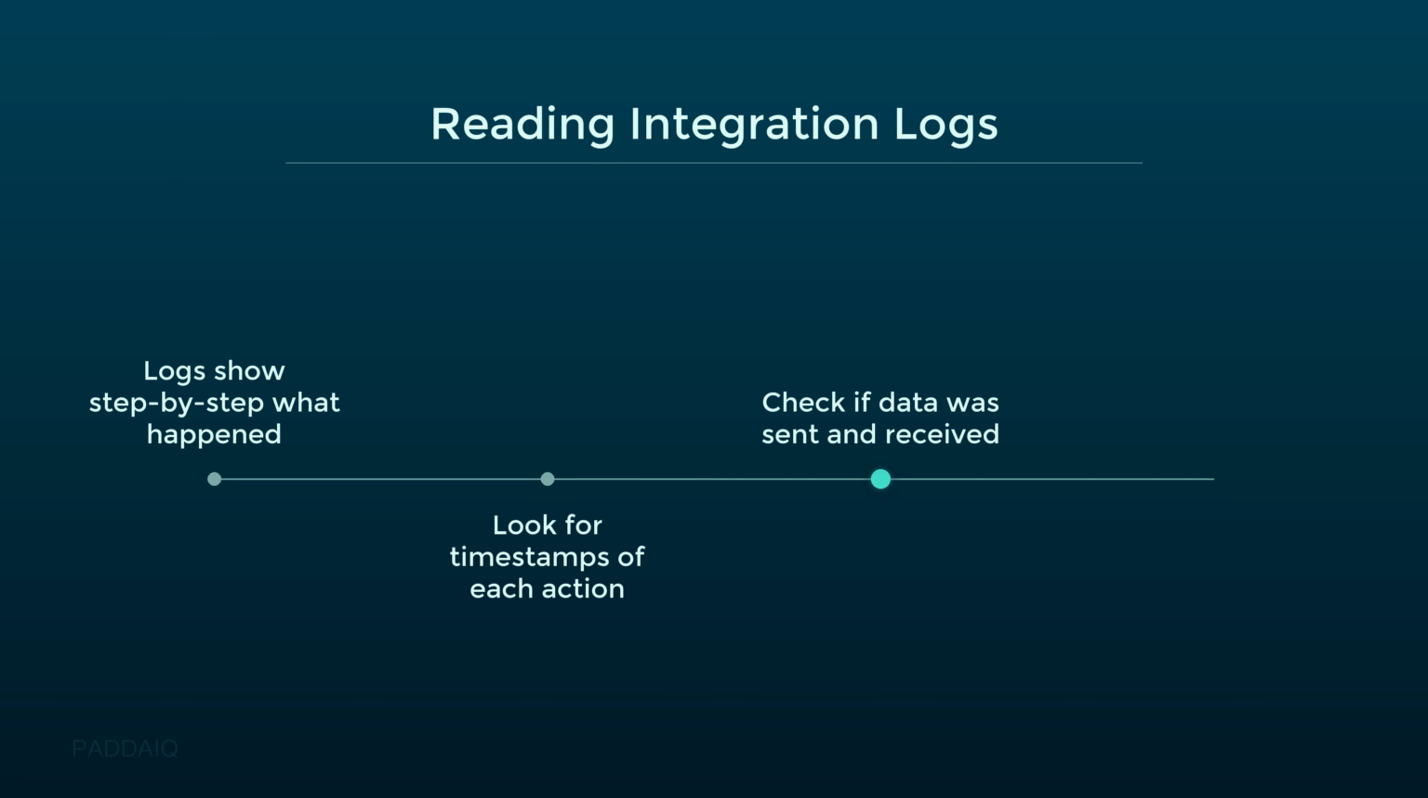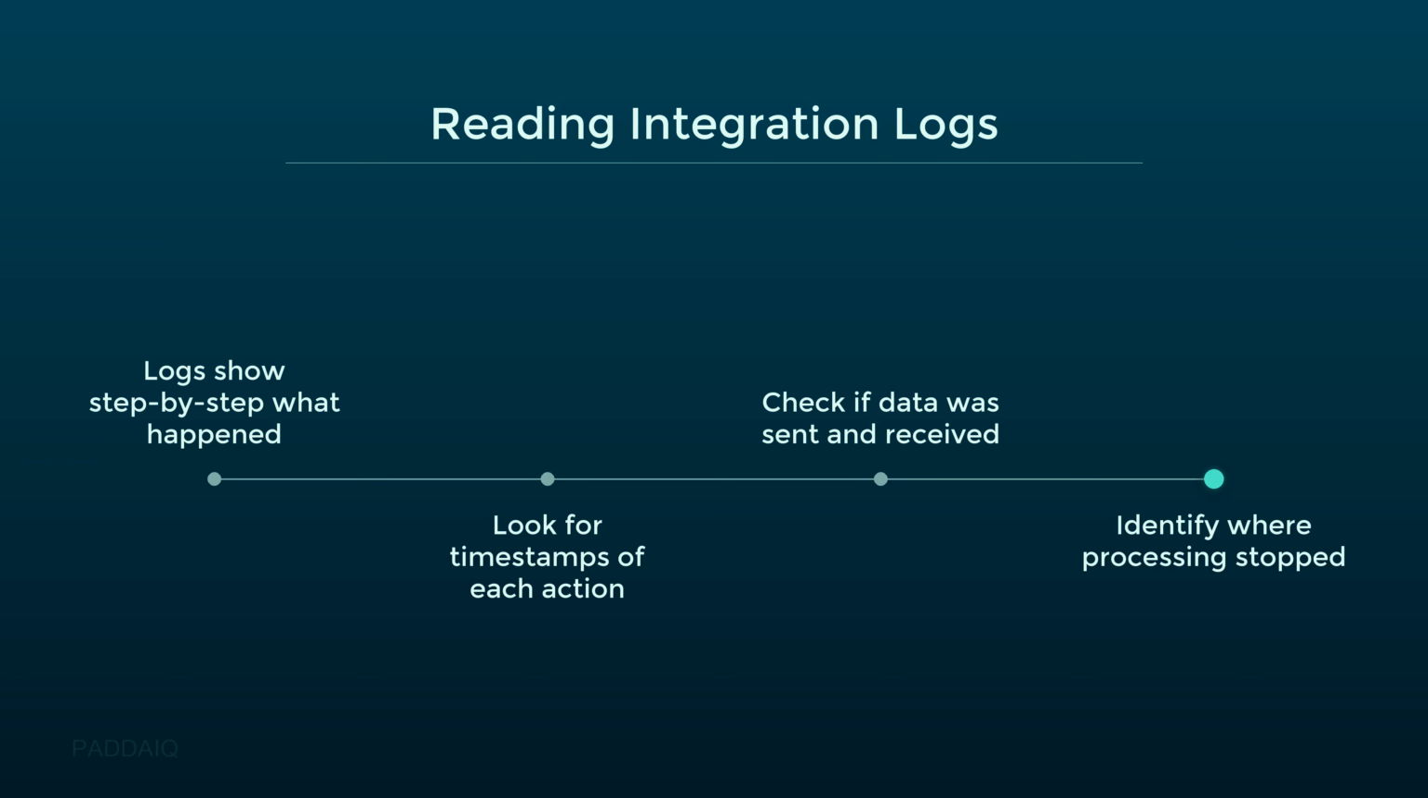Check if data was sent and received. This means verifying the message actually left the sender and arrived at the destination system correctly. For instance, when a sales order is created in SAP S, you confirm it was transmitted and successfully posted in the financial system. This fundamental check confirms the integration flow is operational.